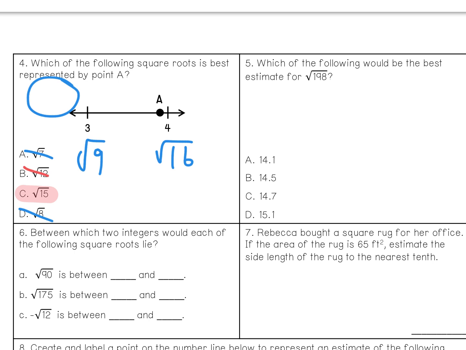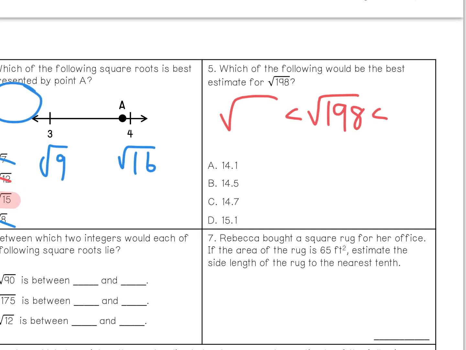Okay? Which of the following would best estimate the square root of 198? So I'm going to write it like this: square root of 198. And then I'm going to put the next lowest over here and the next highest on this side. So instead of a number line, I'm just going to use an inequality.